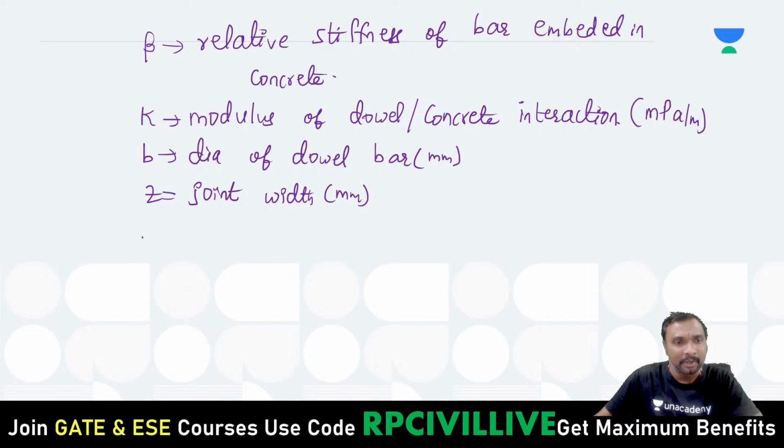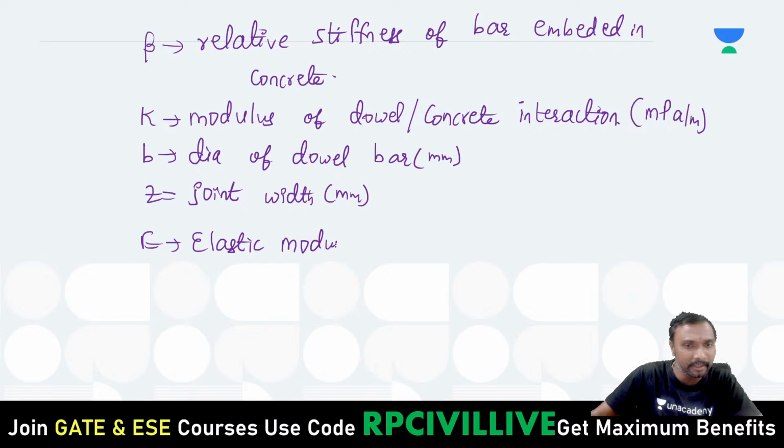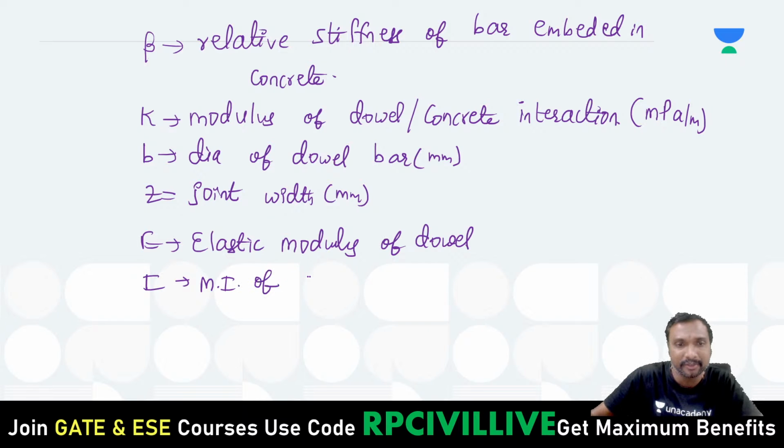What is that E? Capital E is nothing but your elastic modulus of this dowel bar. What is the I? You can say I is nothing but your moment of inertia, moment of inertia of this dowel bar.